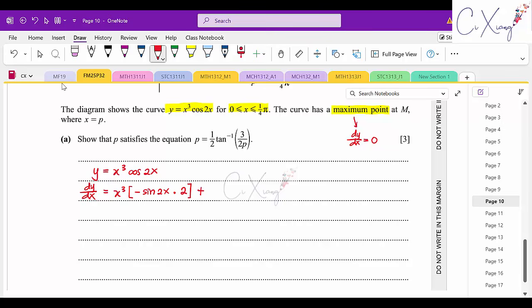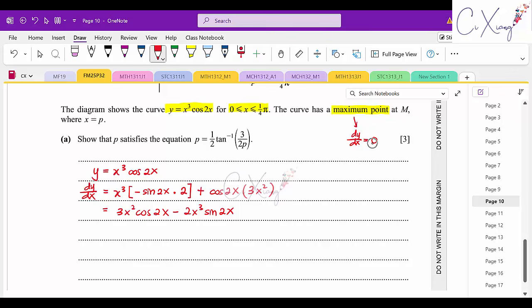Then plus, just now you copied the first and differentiated the second bracket. Now you have to copy the second bracket and differentiate the first. So differentiate x power 3, what do you get? You have 3x squared. Then after that, I try to simplify my equation here. The front part is negative, so I move it to the back. This one is positive, so I bring it to the front. So I'm having 3x squared cos 2x, then minus 2x cubed sine 2x.